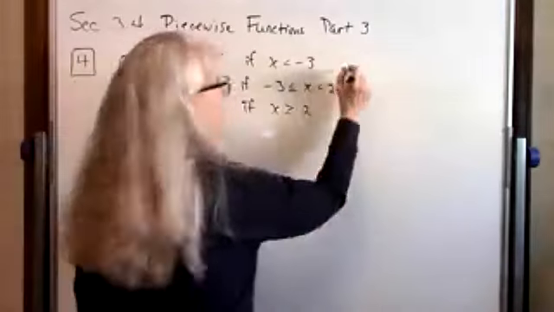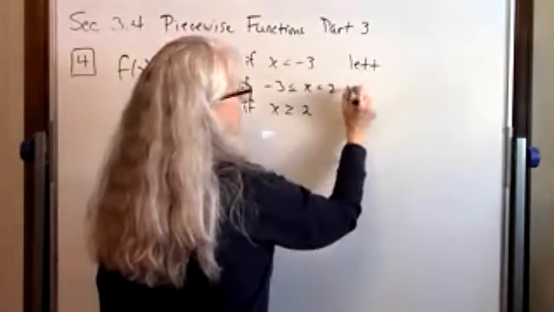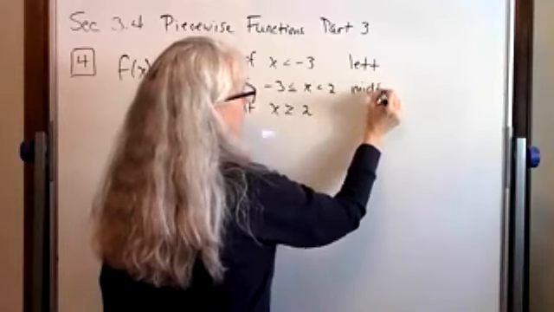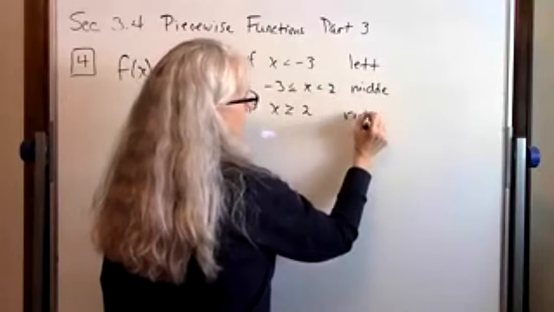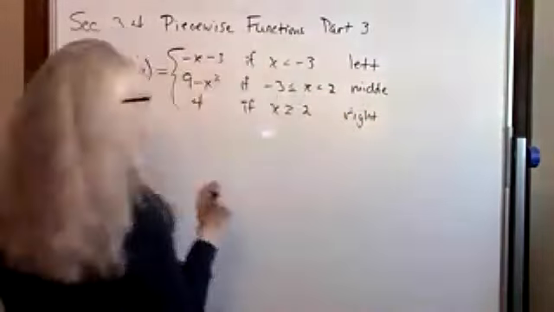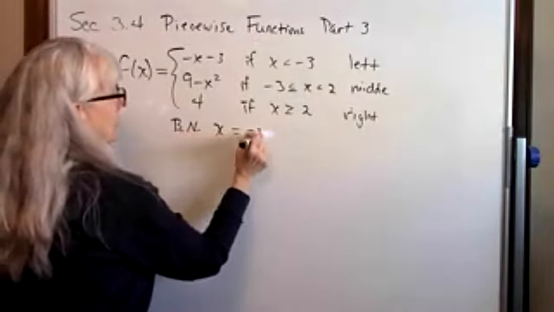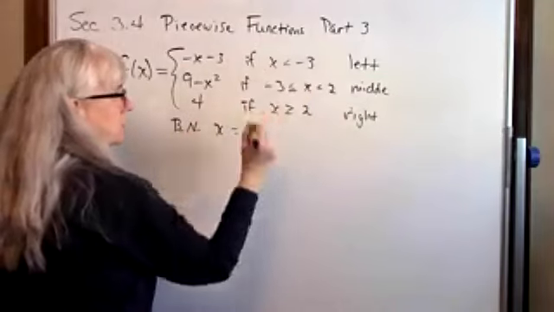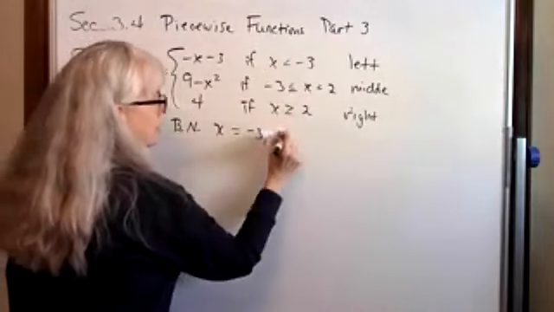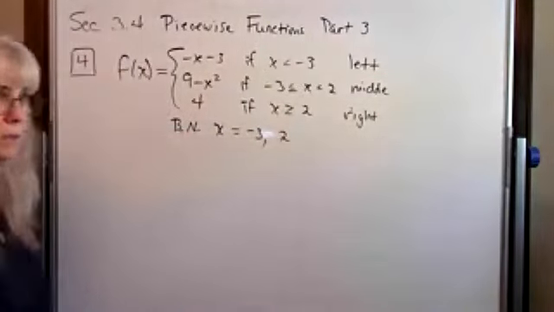So 3 pieces this time. So I have a left side, middle, and I have a right side. And I have 2 different boundary numbers. So my boundary numbers are x equal to -3. That's the break between the first 2 pieces. And a 2, which is the break between the middle and the right side.